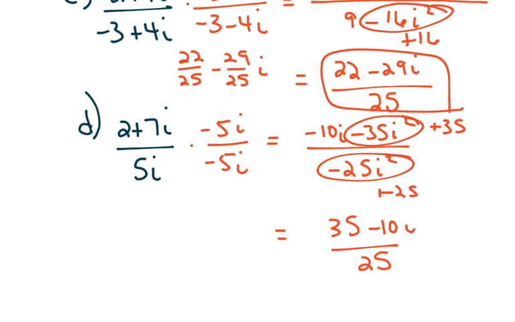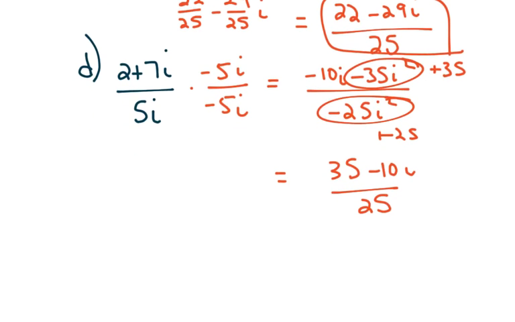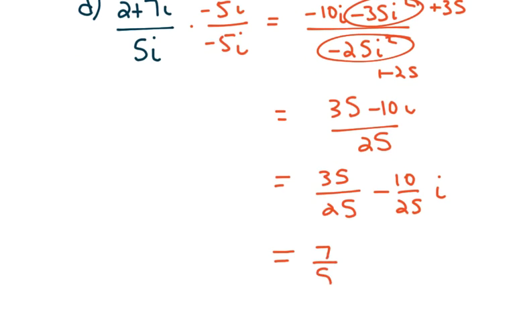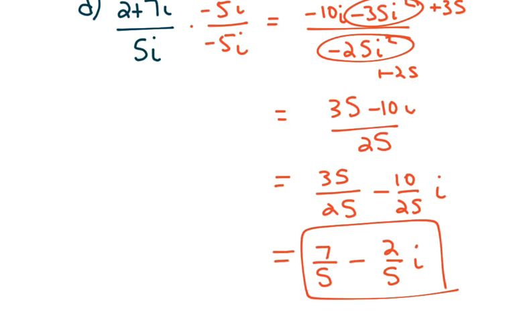And you kind of have to reduce everything, because remember I said this is the same as 35 over 25 minus 10 over 25i, and those fractions reduce. 35 over 25 reduces to 7 over 5. And 10 over 25 reduces to 2 over 5. But if you're able to do this on your graphing calculator, it'll give you this answer.